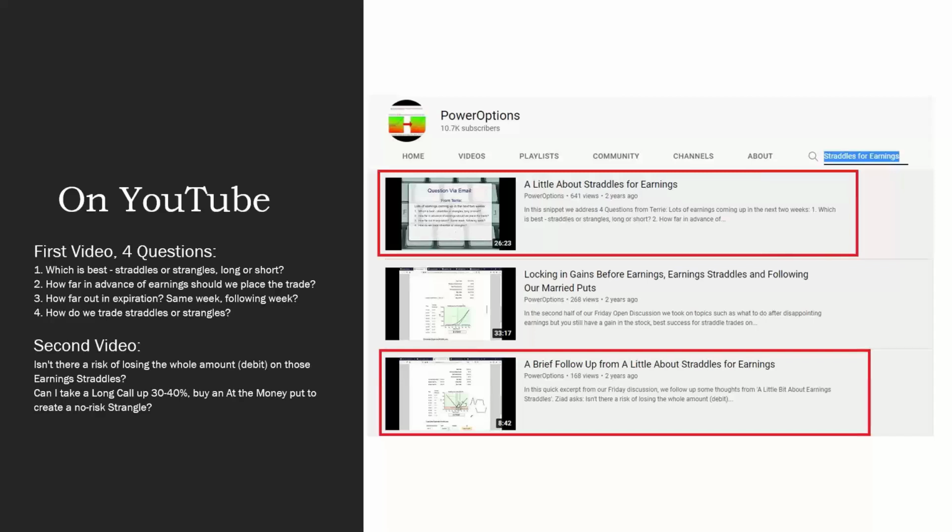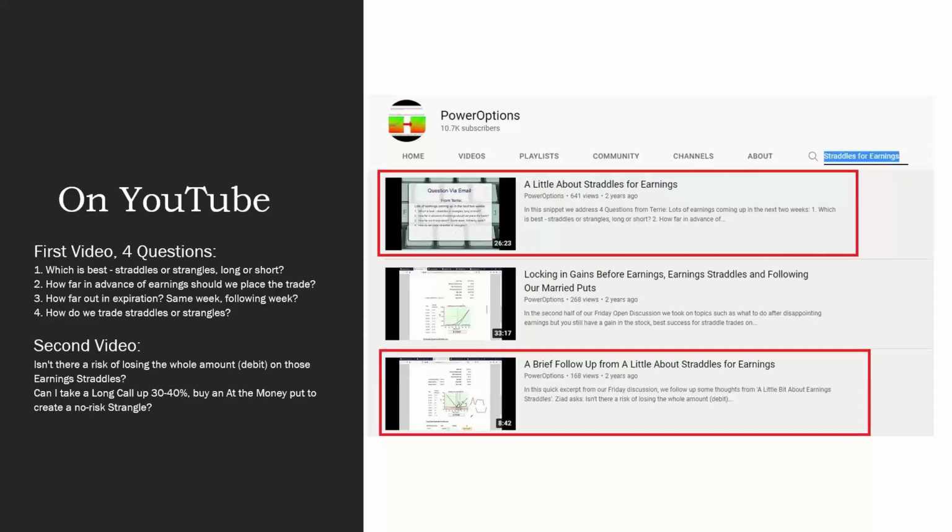Which is best, straddles or strangles, or long or short? How far in advance of earnings should we place the trade? How far out in expiration? Same week, following week. And how do we trade straddles or strangles? So there's some other insight there that's good.